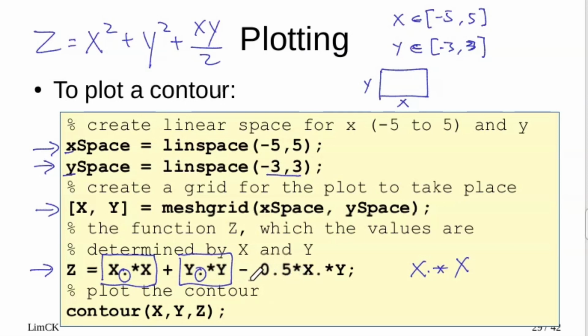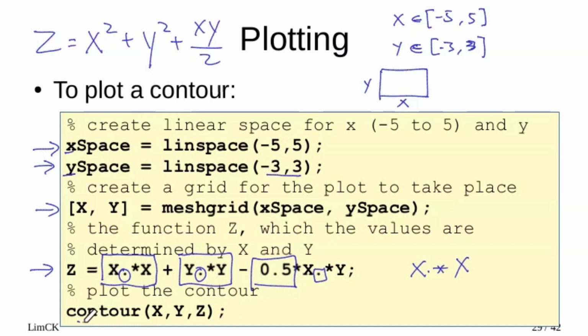Okay, and then minus, this is 1 over 2, divided by 2 times x times y. Again, you see this one, because x and y are matrices, we need a dot here to show that this is not matrix multiplication but the element-wise multiplication. Okay, so we have this function defined as follows.